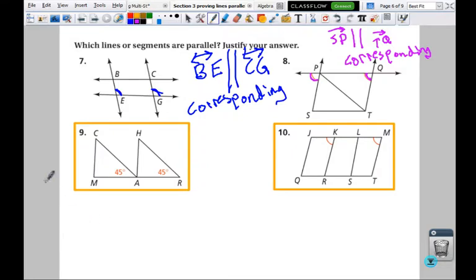So for your first in-class problems, do 9 and 10. Do them on your own, then check with your partner.